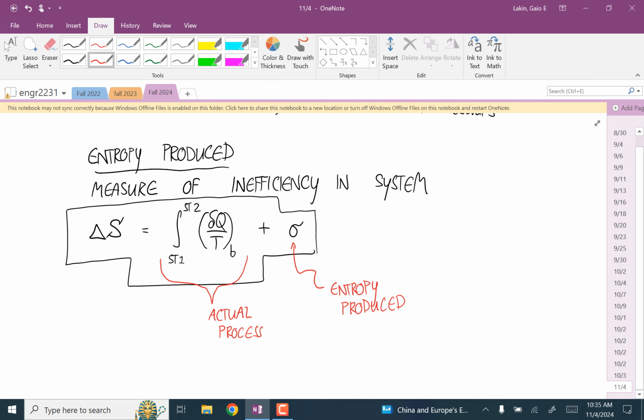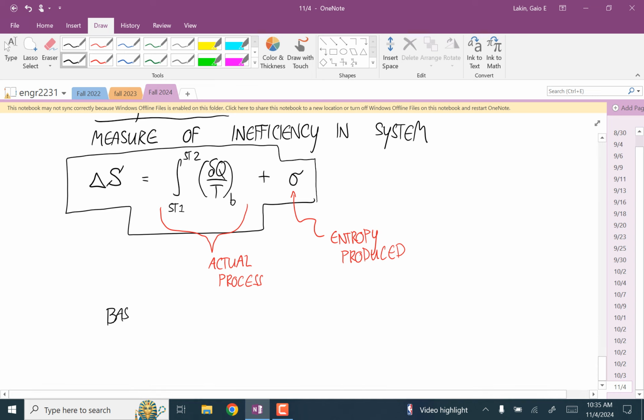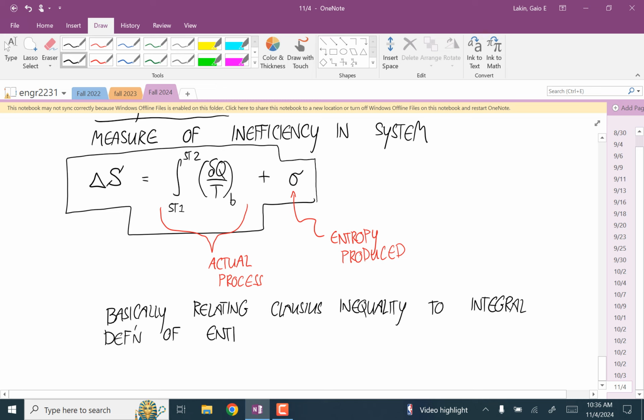It deviates from that in one important way. The Clausius inequality only dealt with cycles. This is saying this is true from any state to any other state. So this is basically relating the Clausius inequality to the integral definition of entropy, but it's not requiring that the process be a cycle.